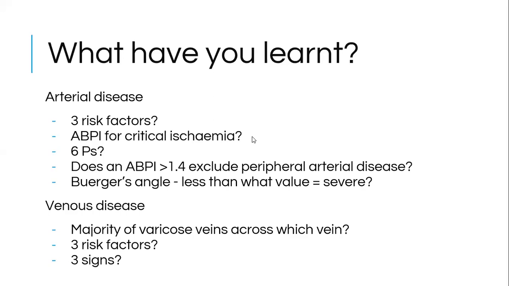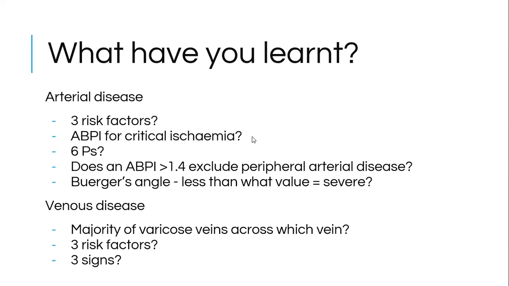Anyone remember what those 6 P's are? Start with the one that the patient complains of first. Pain. Okay, pain is the big one. Yep, any others? So what else will the patient say? They've got paresthesia. They might even have paralysis. Good. You'll see that it's cold. You'll see that it's pale, pallor. You'll feel that it's perishingly cold, and you'll feel that it's pulseless.